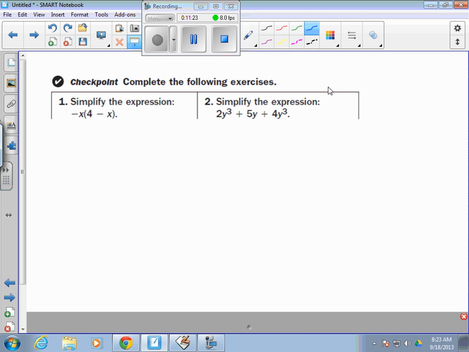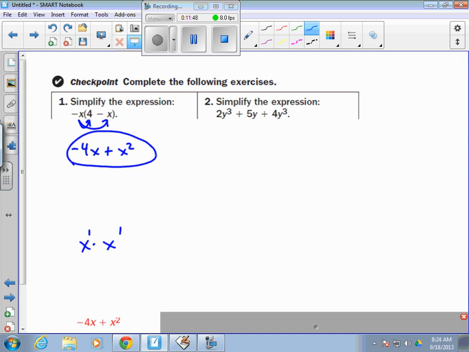Simplifying these expressions for the last part of the checkpoint, you have negative x times 4 minus x. Negative x times 4 is negative 4x. And negative x times negative x. Negative times a negative we know is positive, or plus, and it's x times x. Remember, x times x means you have to add the exponents 1 plus 1. So it becomes x squared. Negative 4x plus, is what I meant to say, x squared.